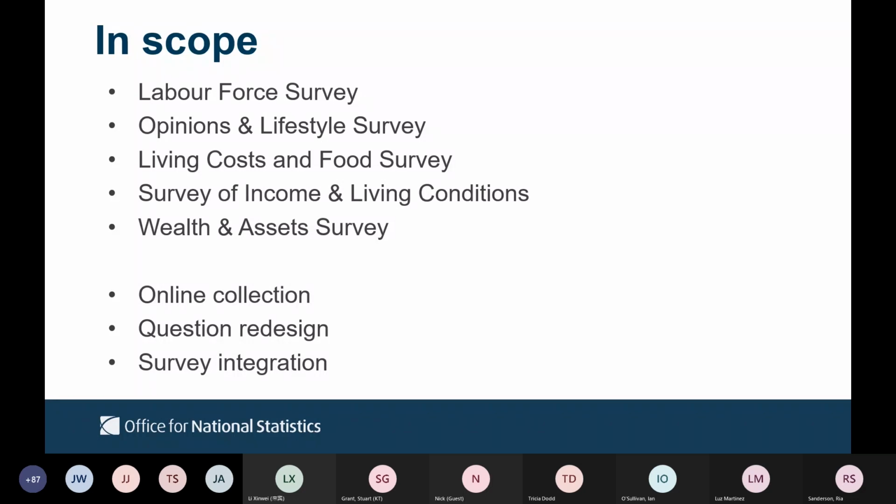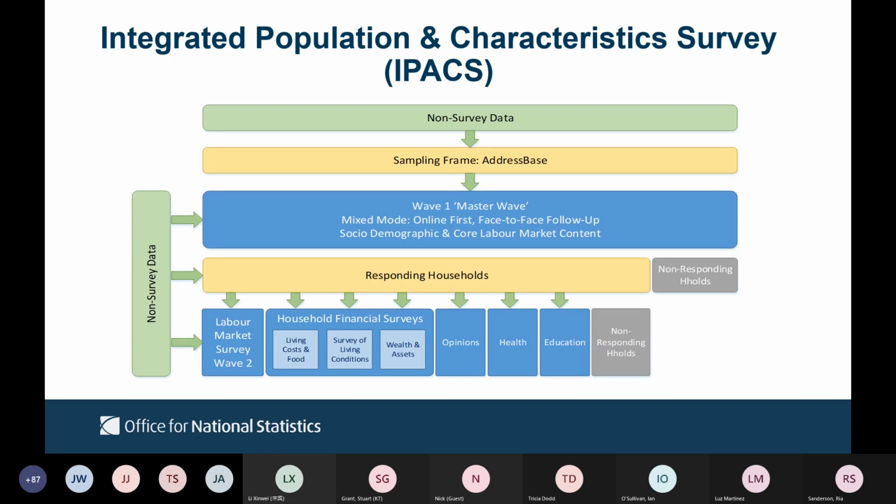Now, some of you will have heard me talk about this in the past in various other forums, so I will go through this very quickly. But that is an image of what we're calling the Integrated Population and Characteristics Survey, and in effect, that's the golden fleece that we're chasing. It's a schema of an integrated survey model for all of ONS's household survey collection requirements. So it's referred to as IPACS, the Integrated Population and Characteristics Survey. That's a working title, and it's certainly something that we wouldn't use on the doorstep, or certainly not a brand. But in effect, this is a framework that we're looking to develop.